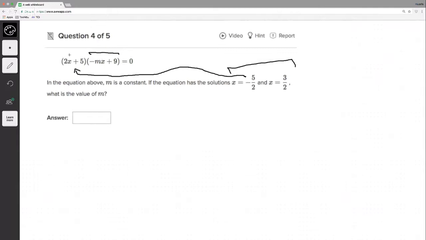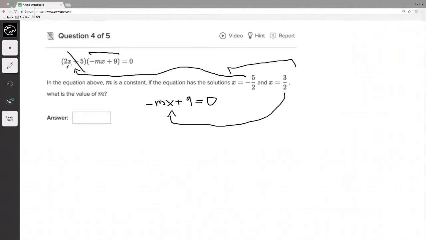So we're not worried about this, because we're trying to find m. So let's go ahead and bring this back here. Mx plus 9 equals 0. Now again, I've made that assumption that this value is the 0 over here. And I can kind of tell like that has to be true.